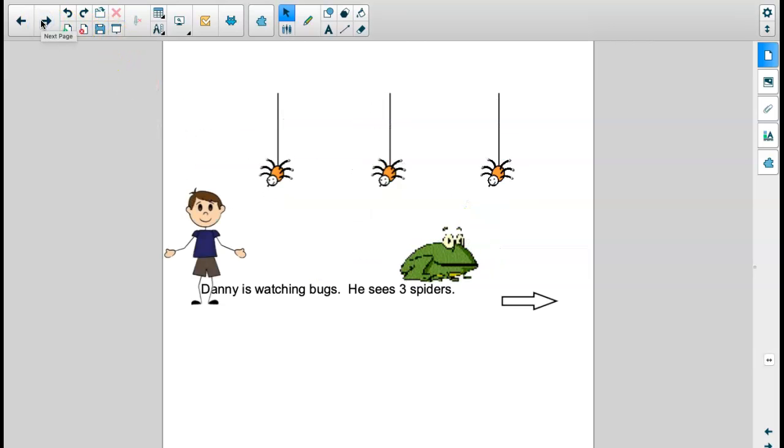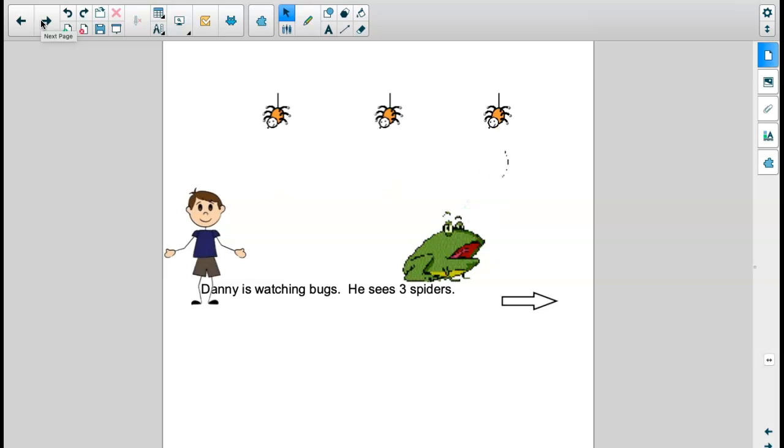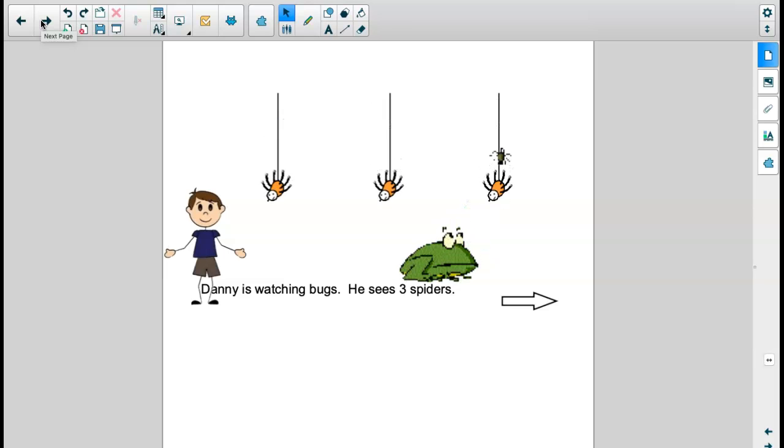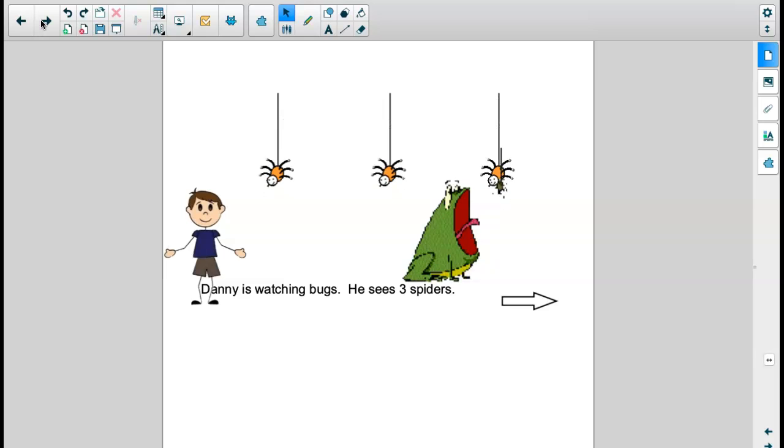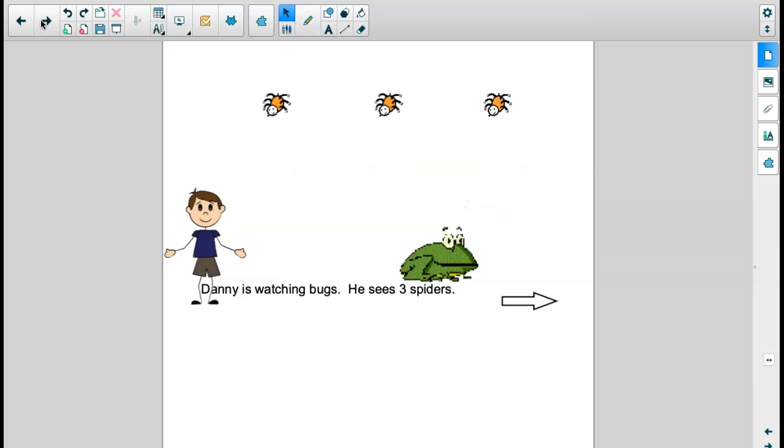All right, let's get into a problem. This is Danny. Danny loves watching bugs, and he happens to see 3 spiders. Now, in subtraction, we're always shrinking. Something's always going away. And in this picture, as you can see, one of the spiders is about to go away.